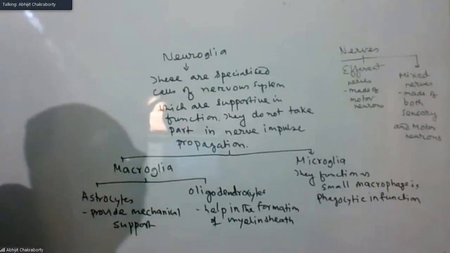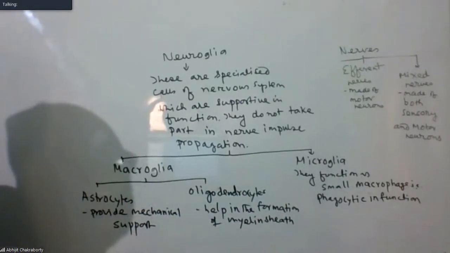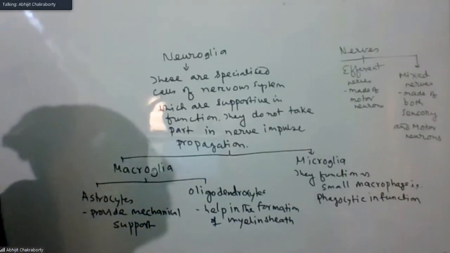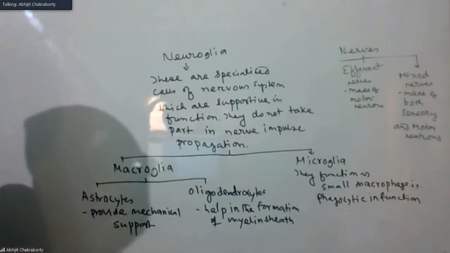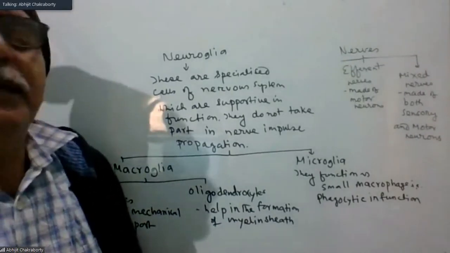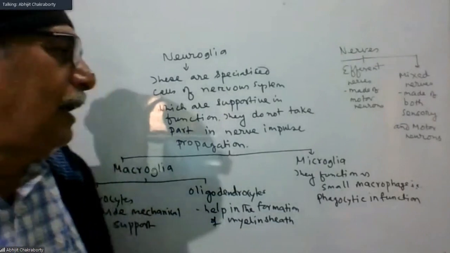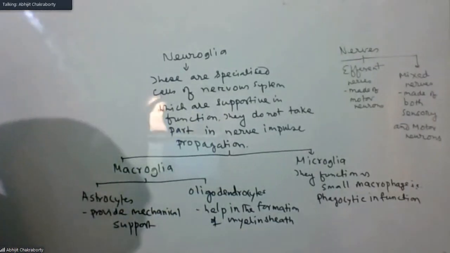The star-like neuroglia called the astrocyte provide mechanical support. Then the larger neuroglia that help in myelin sheath formation are called oligodendrocytes. The macroglia that help in engulfing bacteria and microorganisms are called microglia. So this is about the neuroglia, considered as the specialized cells of the nervous system, supportive in function.